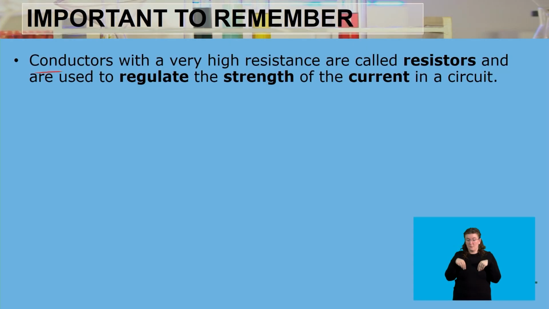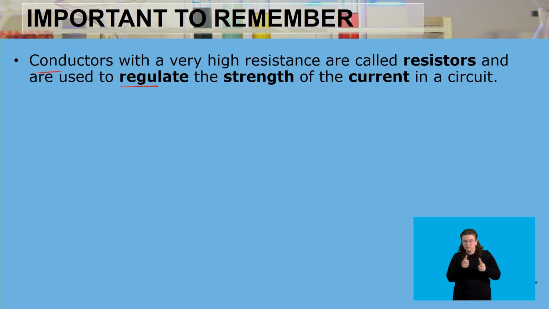Now, whenever we're thinking of this lesson, these are the things that I want you to always remember. Number one, conductors with a very high resistance are called resistors, and they are used to regulate the strength of the current in a circuit. So we are using the conductors with a higher resistance to regulate the strength of the current in any circuit that we have.